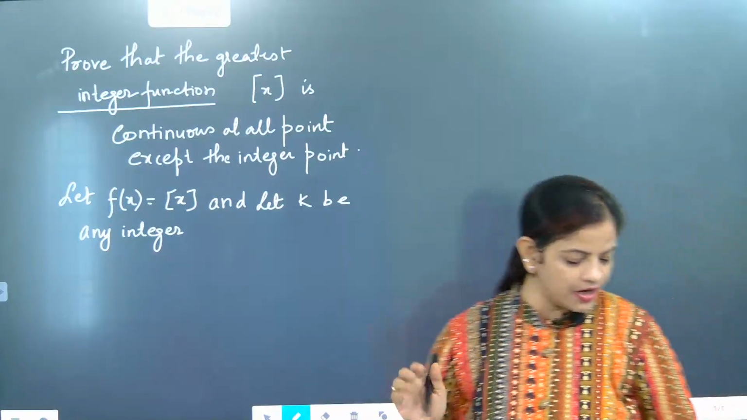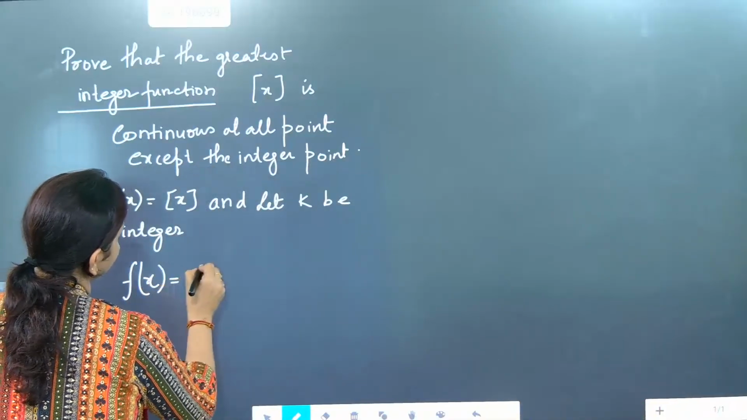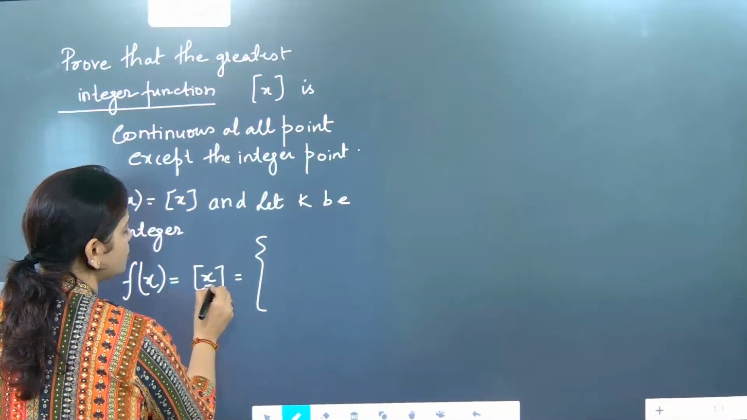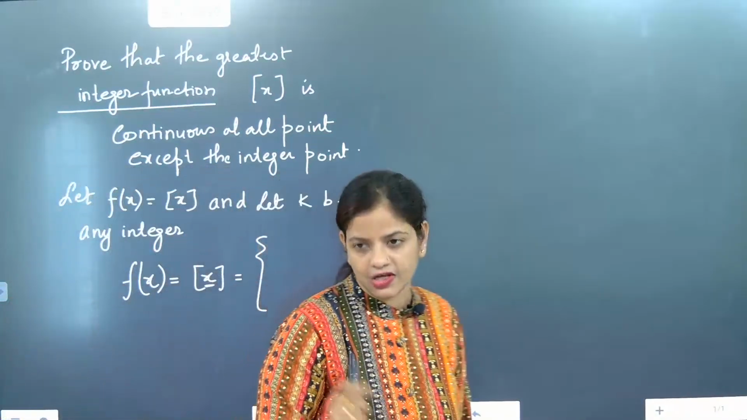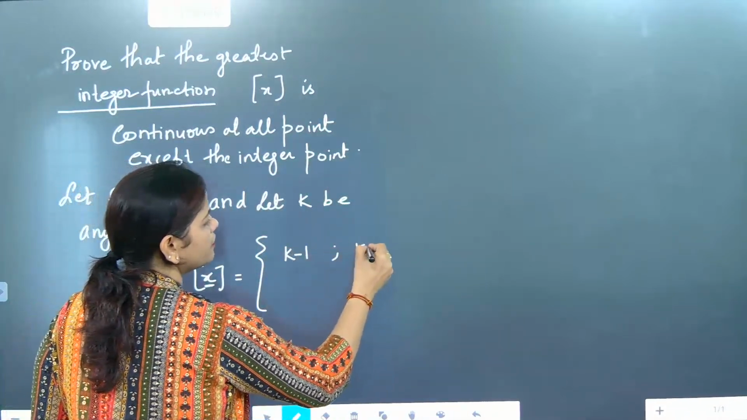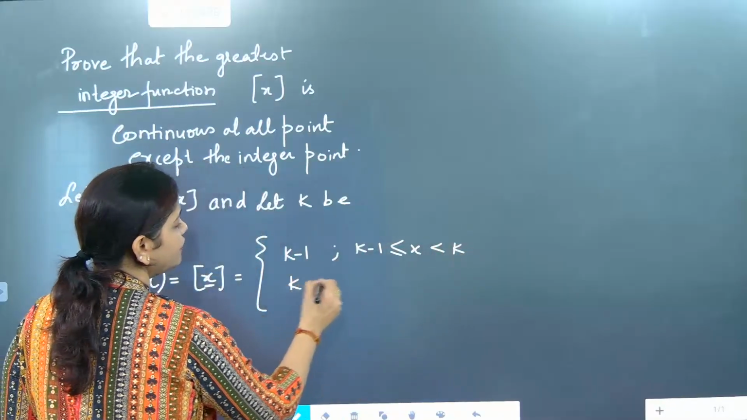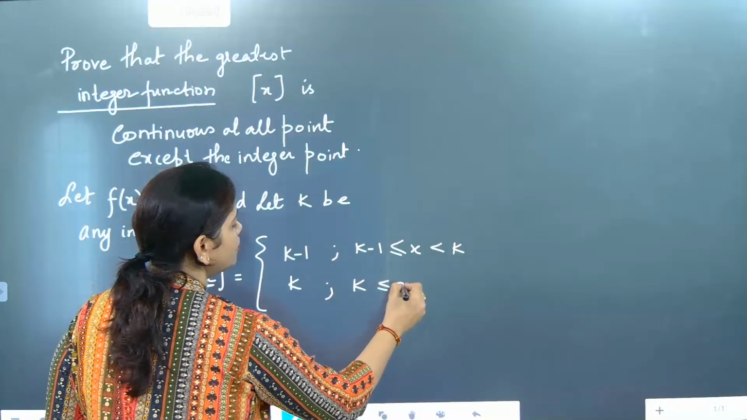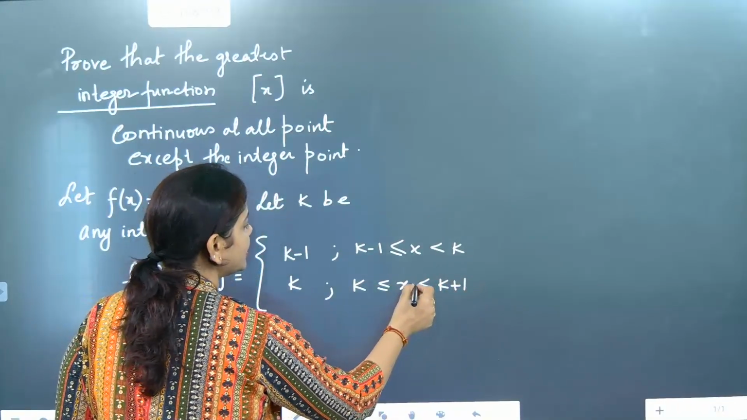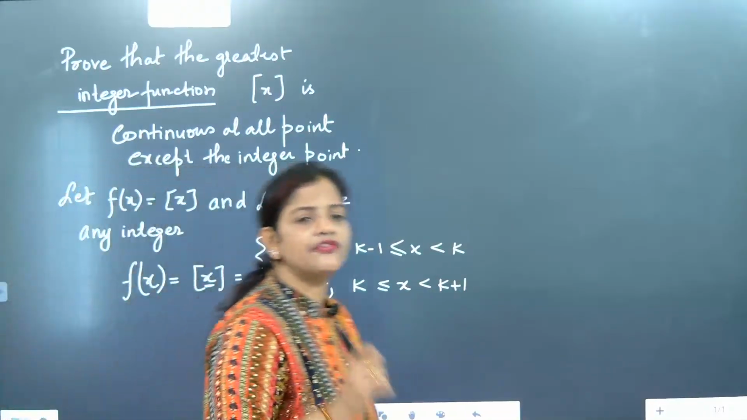So now write down this part: let f of x be equal to the greatest integer of x. This will be considered because we are going to take any integer k value. This will give you k minus 1 when x lies between k minus 1 and k, and it will give you k when x lies between k and k plus 1. So we are always getting one very important thing, that we are always getting the left value. Understood?